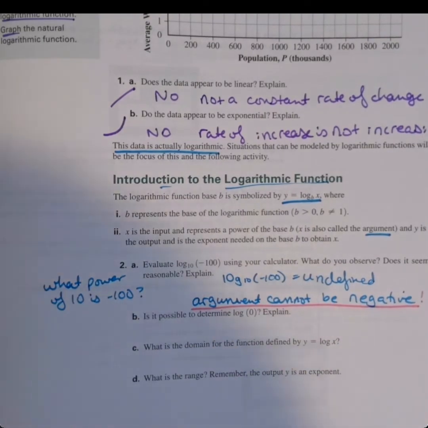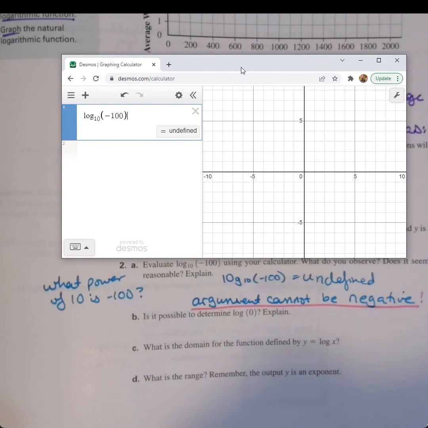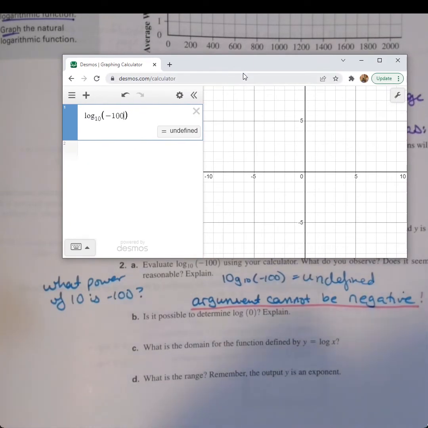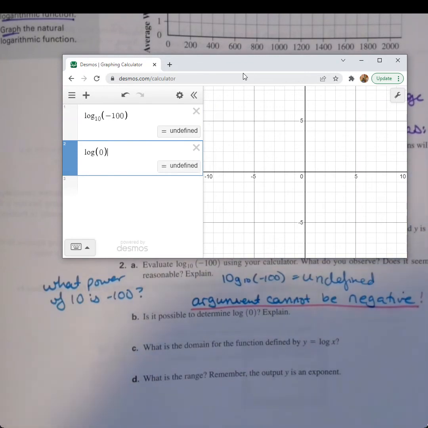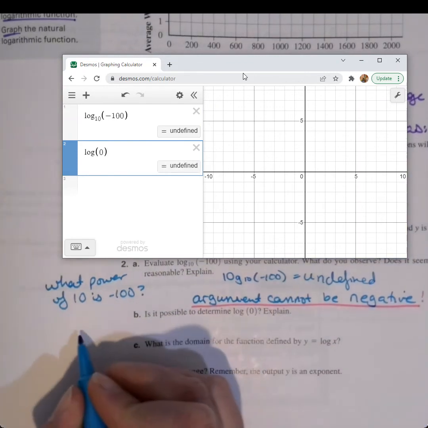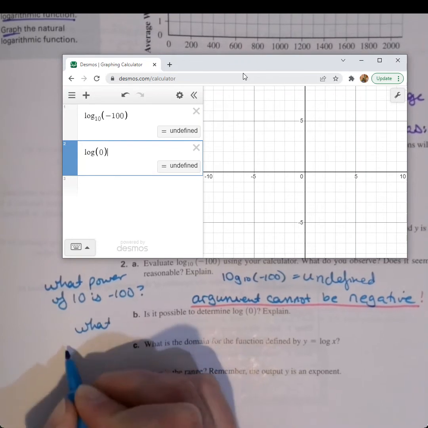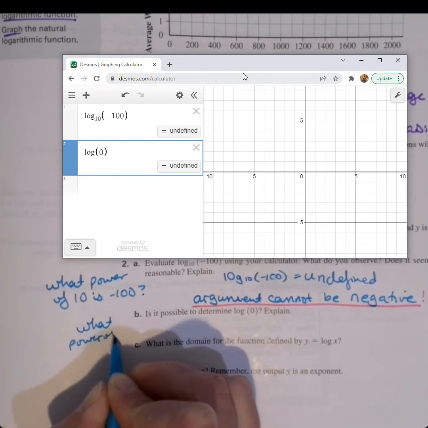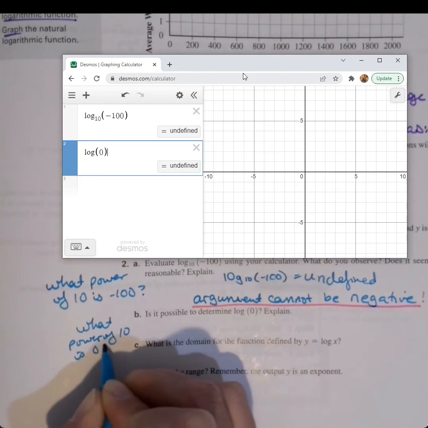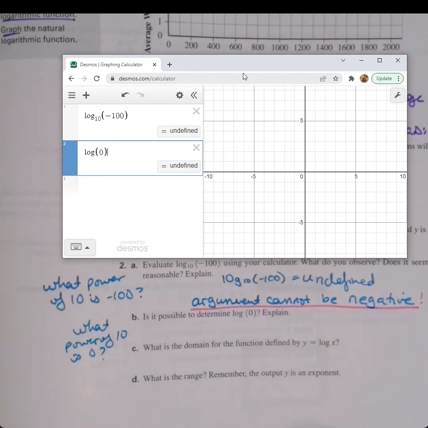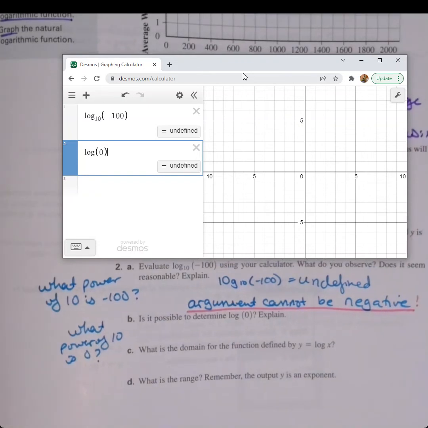What about log of 0? I guess they wrote it without the 10 this time. Same thing, also undefined. Again, they're asking the question, what power of 10 is 0? Even 10 to the 0 power would be 1. I can't get 0. I can get small. 10 to the negative third is 1 over 1,000 or 0.001. I can go 0.0001 if I make the power negative enough, but I can't get to 0 itself.